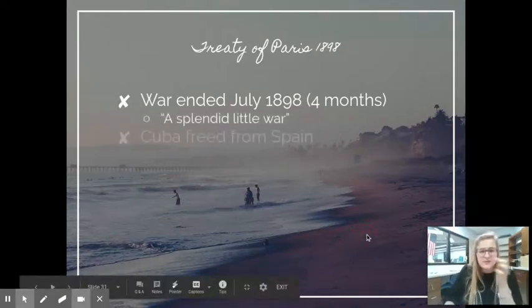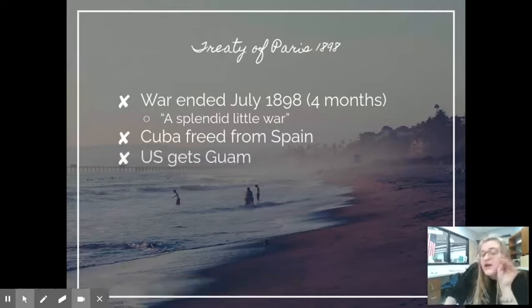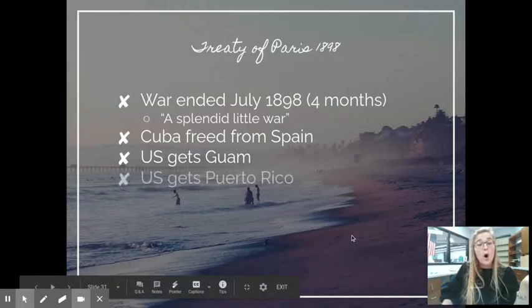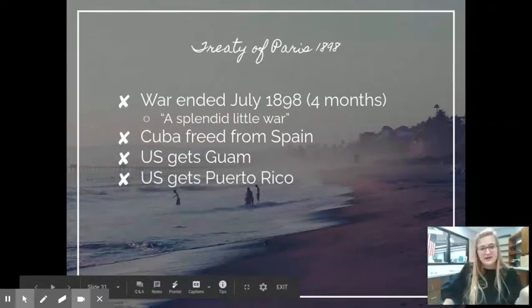So here's the treaty. Cuba is freed from Spain. And remember, we were supposed to say, like, okay, Cuba, you're free now. Teller Amendment. The U.S. also manages to get their hands on Guam in the Pacific Islands. The U.S.